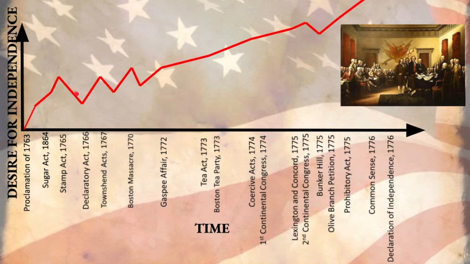There's a lot of attempts here by moderates to try to reconcile and repair the old relationship. It's not until we get to some of these battles, like Concord, Lexington and Concord, Bunker Hill, where people say we're past the point of no return. Like Thomas Paine said, a fallacious dream of reconciliation. And we have the Declaration of Independence. At that point, you could say it was too late to apologize.